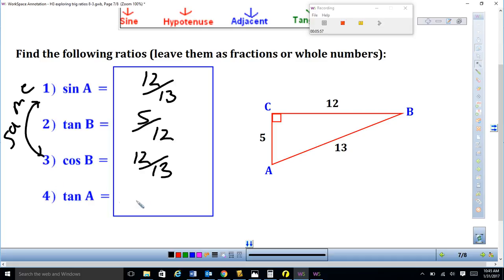And then for tangent A, I have opposite over adjacent. Notice that these, my tangent for both of them, would be opposite.